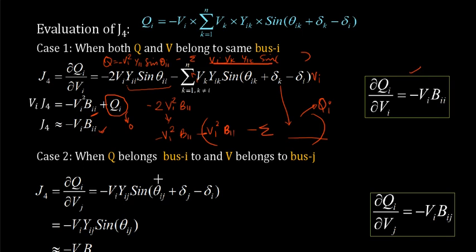Similarly, when you differentiate Qi with respect to Vj, you will have minus Vi Yij sin theta ij plus delta j minus delta i. So this particular term will be 0. So it is minus Vi Yij sin theta ij. That will be equal to minus Vi into Bij, or dou Qi by dou Vj will be equal to minus Vi into Bij.